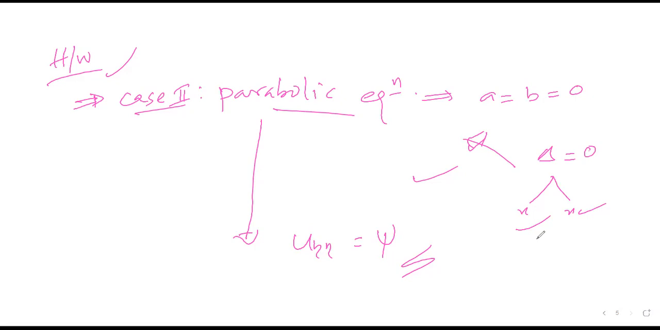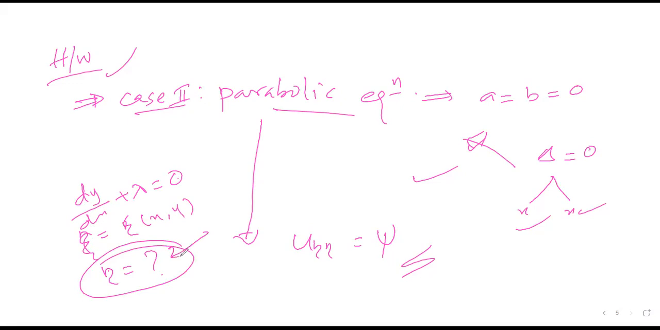And in that case, we will have only one lambda. dy over dx plus lambda is equal to 0 is our characteristic equation. So what you have to do is choose zeta is equal to zeta of x, y, but for eta we don't have the equation. That's the only problem here.